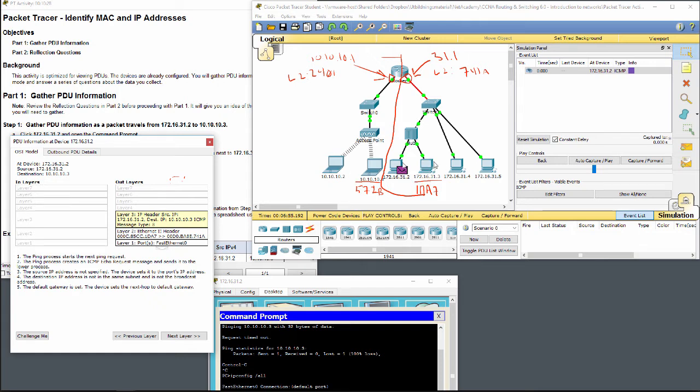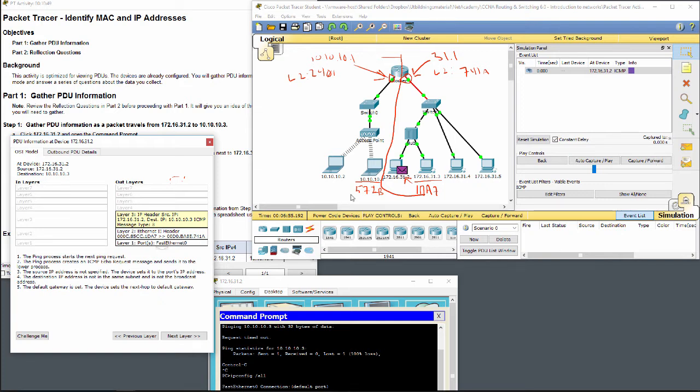Okay, I swapped this machine here. We're talking about the 31.3, so we're talking about that one, and it's 31.2, not 3. Okay, never mind.